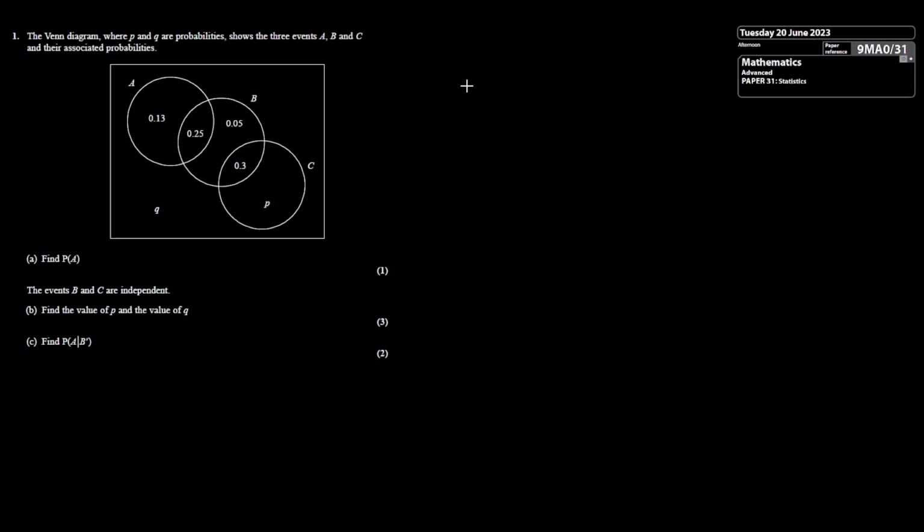In part A, we've been asked to simply find the probability of A happening. This is simply the addition of 0.13 and 0.25. And if we add those up, we get 0.38. And that gets you 1 mark.